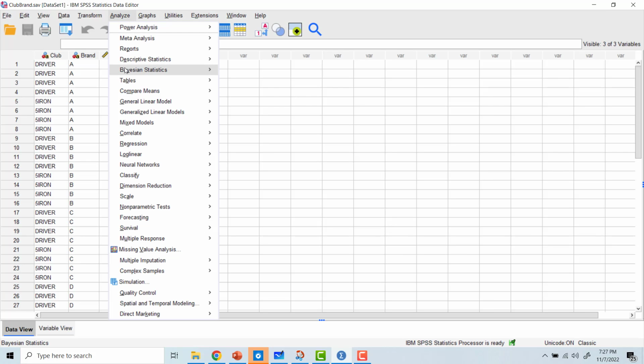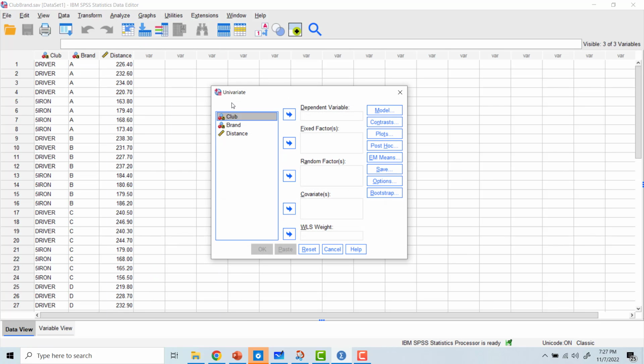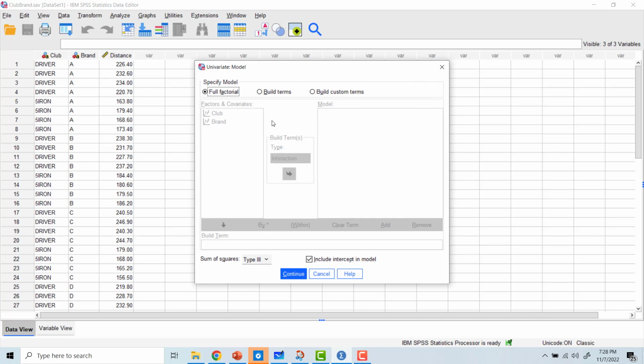Driver B, 5-iron B, C, and D. Now let's go to Analyze, General Linear Model, Univariate, as before. Now, a dependent variable, as always, is the distance, and our factors, club and brand, are our fixed factors. And what we want to do is click on the Model button, and we just keep the full factorial design.